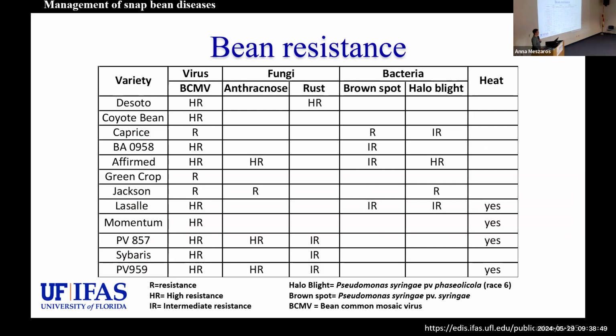So in here we have the cultivar and the level of resistance that they have against virus, fungi, bacteria and heat. These slides will be available later, so you can have access to that, or you can take a picture if you want to.